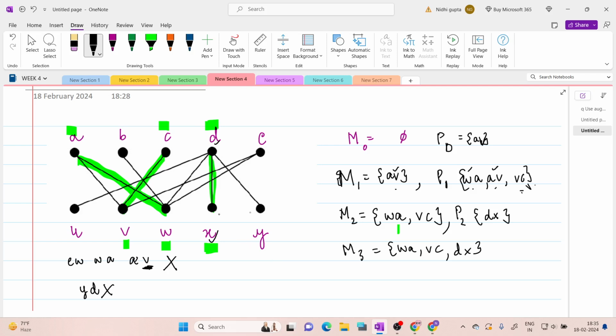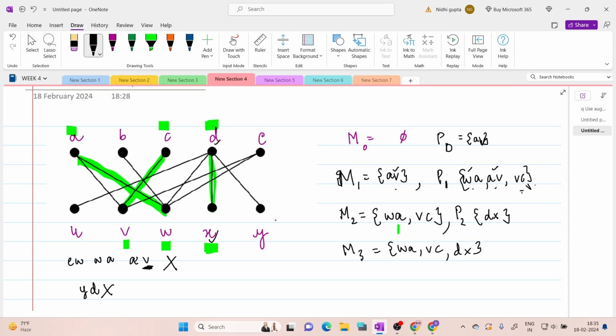How do you know that we are not getting any augmenting path? You checked for each vertex. Yes, ma'am. Because it is an easy graph, I have checked with each vertex. So basically, if we are not getting any augmenting path, then this is the maximal matching.